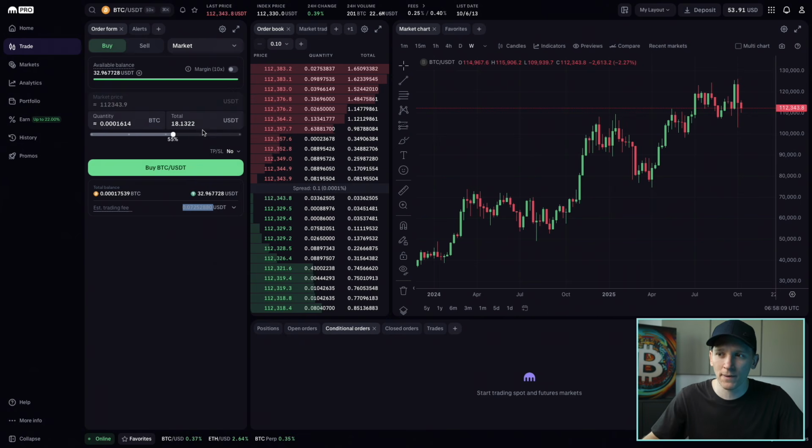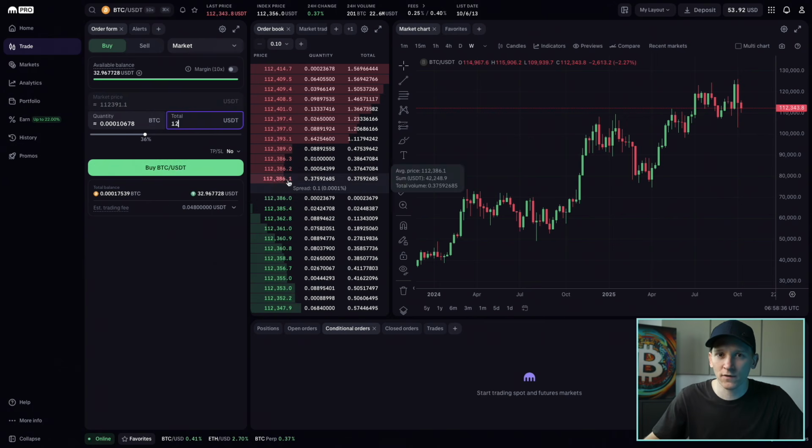You can see that I've got a balance of USDT here. So I can just say, I want to spend 50% of my USDT. It's going to work out how much I've got, or I can simply just put in an amount here to spend. And the quantity of Bitcoin that I get is going to change dependent on the actual price in the market. So when you trade a market order, you don't choose the price that you pay. You just get the best possible price at the time that you press this button right here.